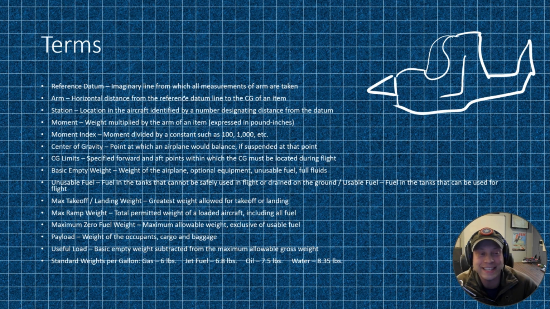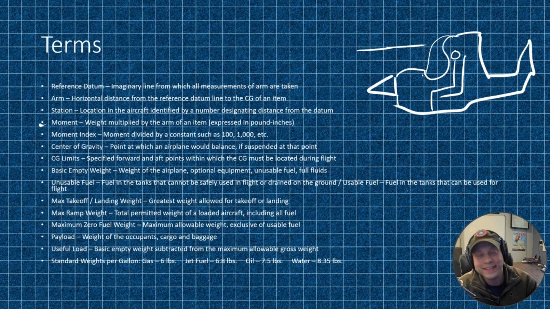Now, the arm is the distance from that reference line to the center of gravity of an object on the aircraft. So, for example, if we're taking the center of gravity of the pilot, they might take that reference point and say the arm is 75 inches or whatever. Now, the station, that's the location in the aircraft identified by a number designating distance from the datum.